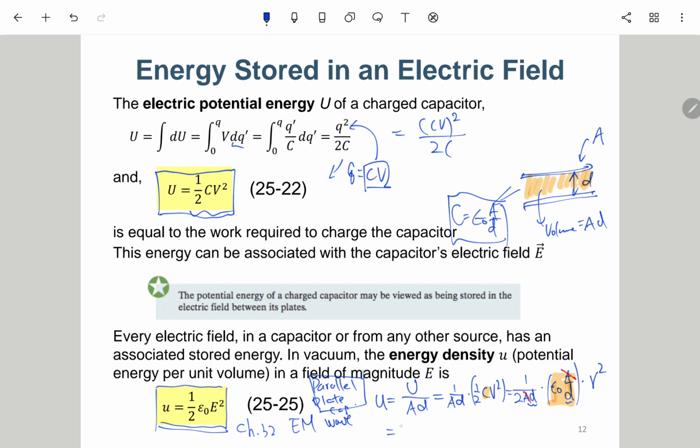So here we have a 1/2 epsilon naught, here is 1/2, here is epsilon naught. Here we have D squared and then V squared. So altogether it becomes V over D whole square. Something like this. So it's just some algebraic computation. Okay, so in that case, V over D.